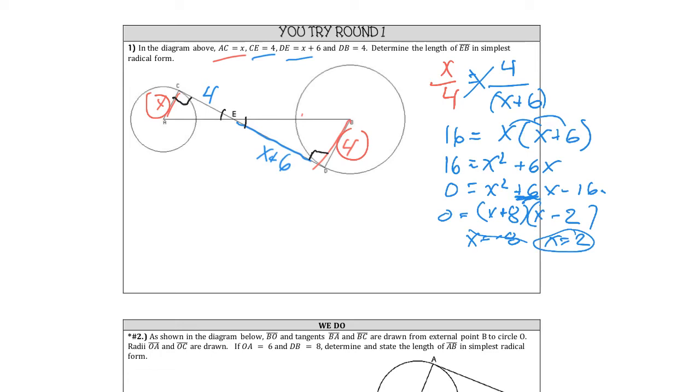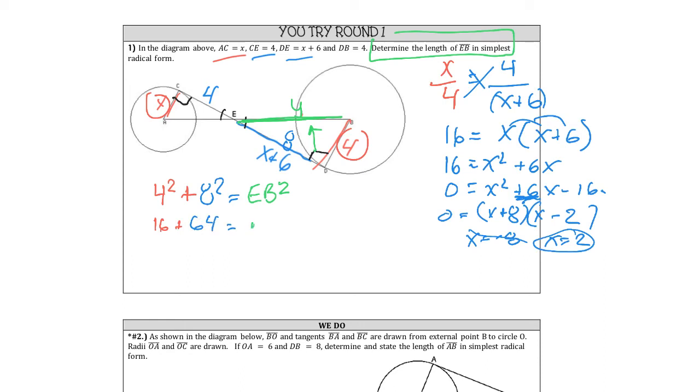So we want to determine the length of E to B in simplest radical form, though. E to B is this line. Well, if I look at that triangle, let's call this y. We got 4. 2 plus 6 is 8. So I could just use Pythagorean theorem to find EB. So 4 squared plus 8 squared equals EB squared or y squared, whatever you want to write, because that is the hypotenuse. So we get 16 plus 64 equals EB squared. So I'm going to take the square root of both sides.